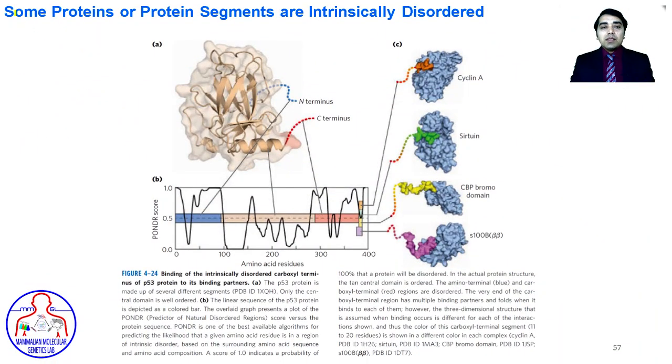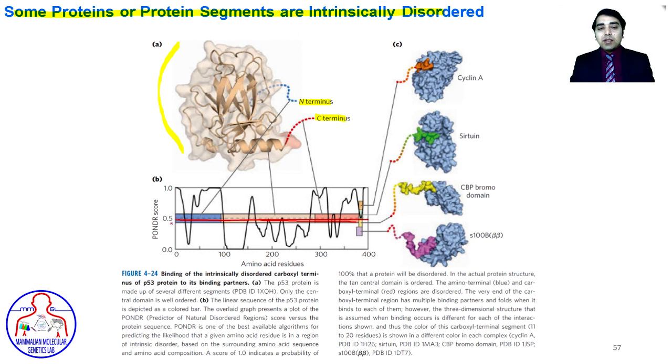Some proteins or protein segments are intrinsically disordered. This is the 3D structure of the very famous protein P53. This is the N terminal and this is the C terminal of this protein. This is the linear structure of this protein shown here. This black line along the linear structure of P53 shows the degree of disorder. If the value is 1, that protein is highly disordered in that region.